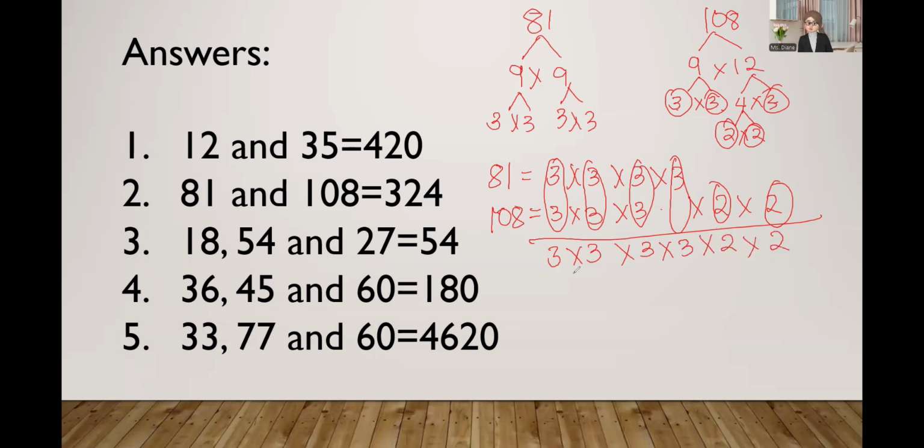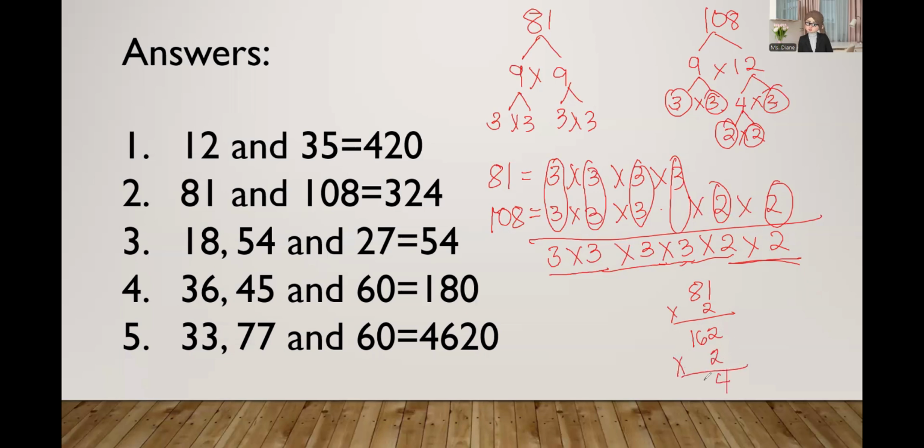Okay. So 3 times 3, and that is 9. 9 times 3, that is 27. 27 times 3, and that is 81, right? 81 times 2, and that is 162. And another 2 here. 162 times 2 again. So this is 4.